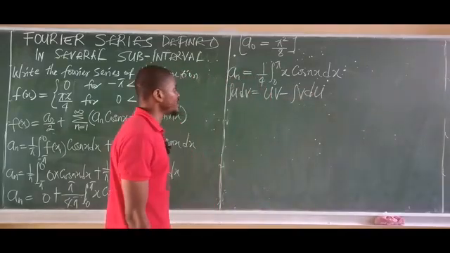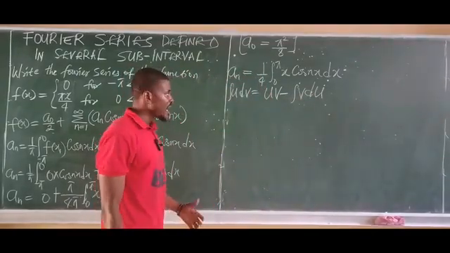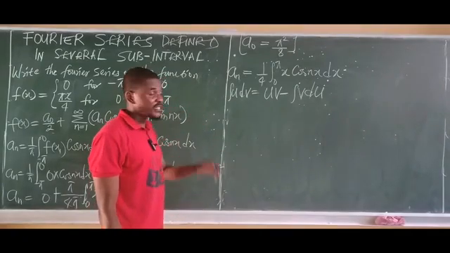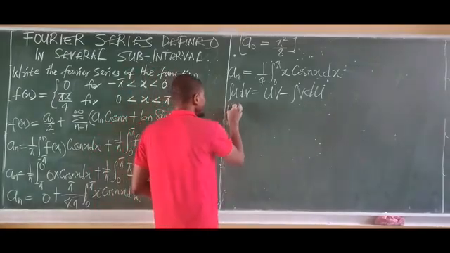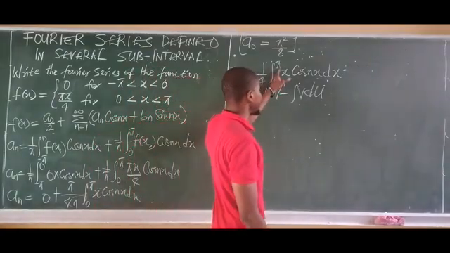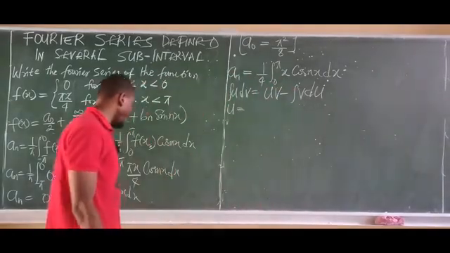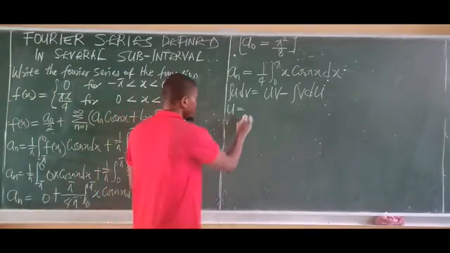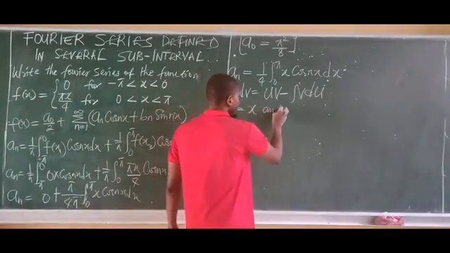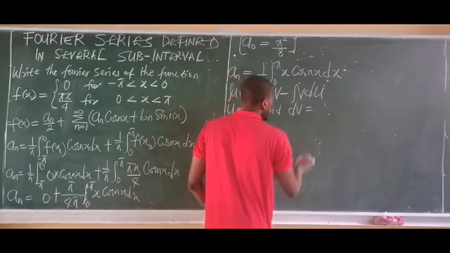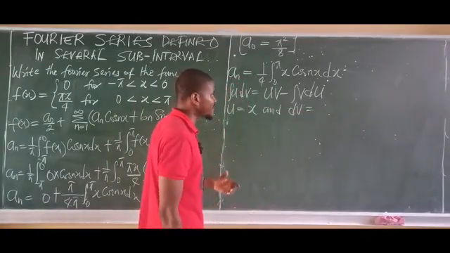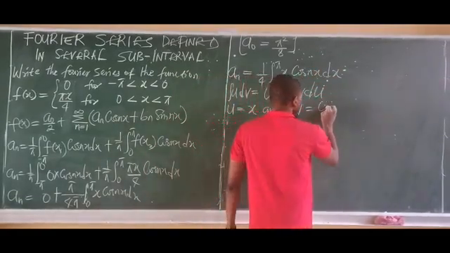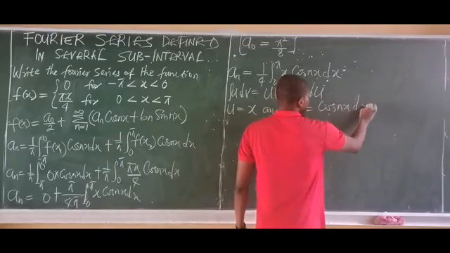So I said always let u be the given function and let dv remain the what? Fourier function under the integral sign. So u is equal to the given function, in this case it is x, because it was crafted from where? Pi x all over 4. That is the function given to us. So u is equal to x, and dv always remains the Fourier function under the integral, in this case cos nx dx. So this is cos nx times dx.